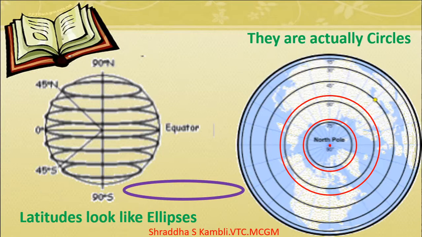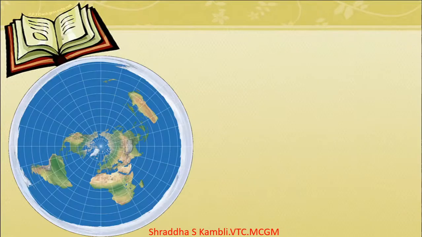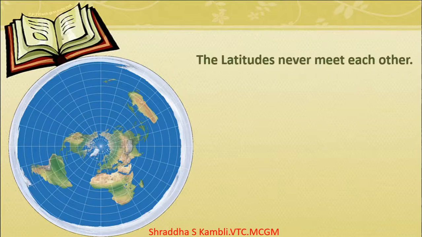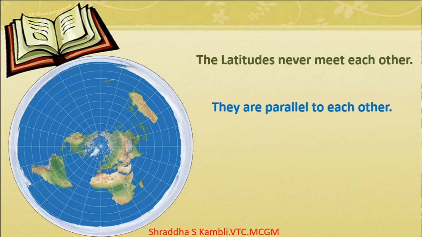Now let's come to one more very important point about these latitudes. Look at these latitudes here. The latitudes never meet each other. Look at them. Do they meet each other? The circles just go round and round. Okay? None of the circles meet each other. That means that these circles are parallel to each other. All the circles of the latitude are parallel to each other.